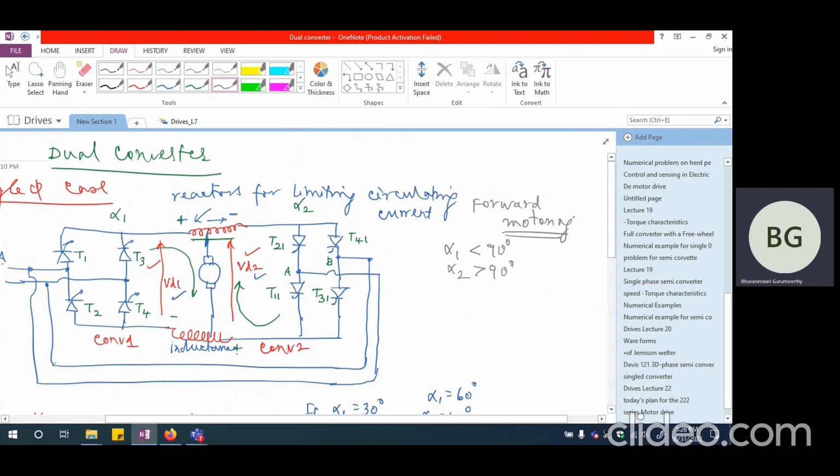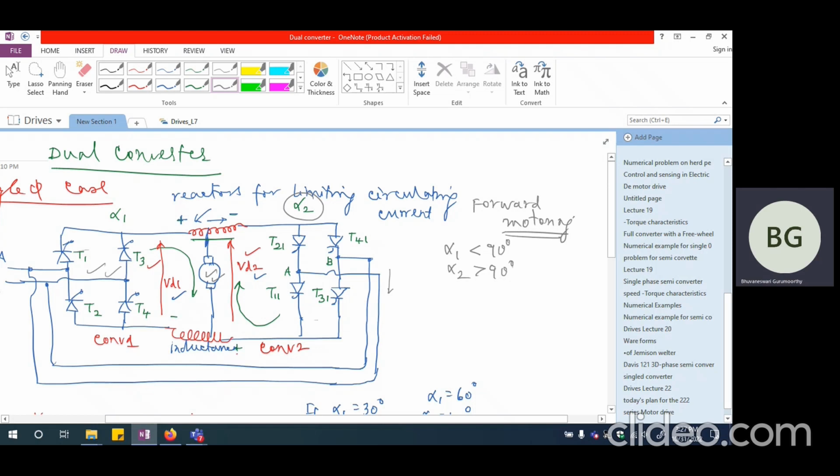So you are going to have, let us say, alpha 1 equal to 30 degrees, then alpha 2 will be 150 degrees. Because of which converter number 1 will be giving power to the separately excited DC motor drive, and you would be able to see motoring operation of this separately excited DC motor drive. And whatever is the circulating current, that is going to feed the power back to the mains. So this is going to work like regenerative braking zone, where it is going to feed back some power, whereas this is going to feed the power to the DC motor drive.